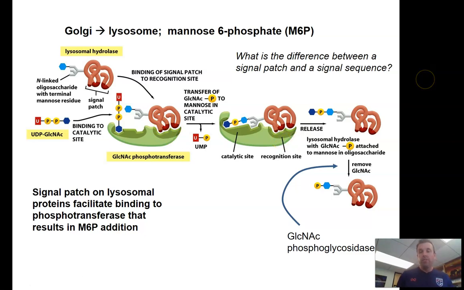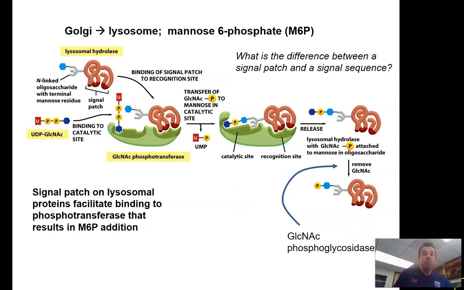For example, we know that the ER signal sequence to get into the ER in the first place is a sequence of amino acids recognized by the signal recognition particle, SRP, right? But here the enzymes recognize this patch. Why might that be?